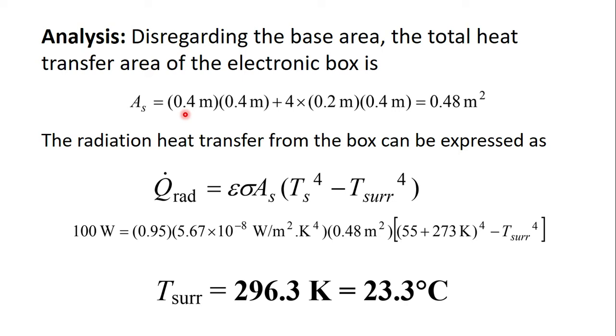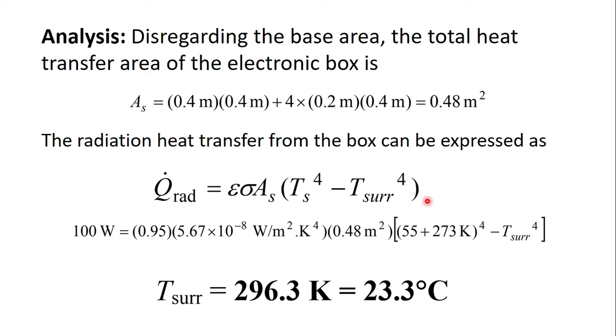After converting all the units from centimeters into meters, you have to determine the surface area of the box. So 0.4 times 0.4 meter is the top surface area. Then 0.2 meter multiplied by 0.4 meter is the area of one side of the box. When you multiply it by 4, you get the surface area of the 4 sides. When you add the remaining terms, you get the total surface area of the 5 sides of the box, which is equal to 0.48 meter square.